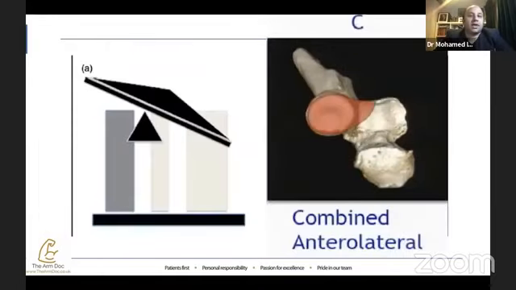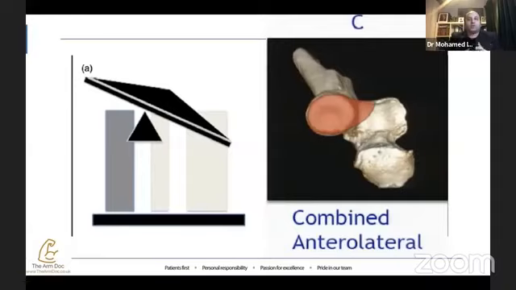So what about type C? In type C, it's a terrible triad. It's a combined loss of the middle column, which is the anterolateral facet, and the lateral column, the radial head, with disruption of the lateral collateral ligament, and the patient has valgus instability. That's what we call the terrible triad.